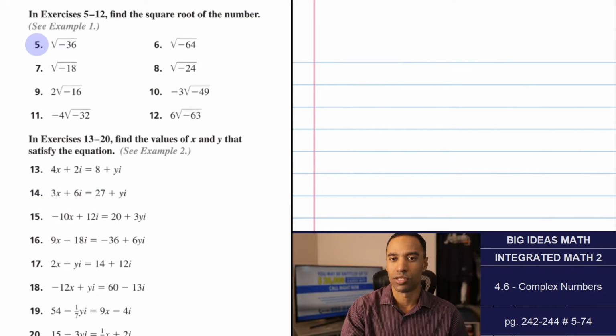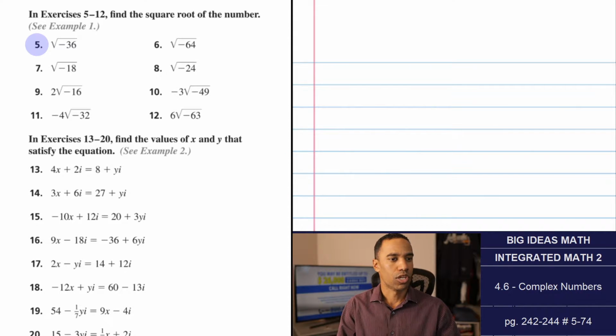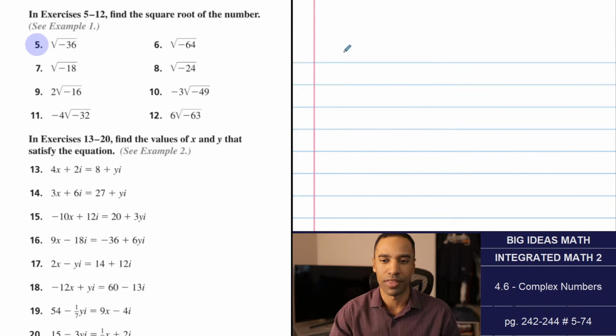If not, you might want to listen to some of it. I know it was 22 minutes long. I recognize that, but this is part of why I include it, so you can hear something before we hit the drill and kill here. So we'll go straight into this problem set where we hit numbers 5 to 74. Okay. In exercises 5 through 12, find the square root of the number.